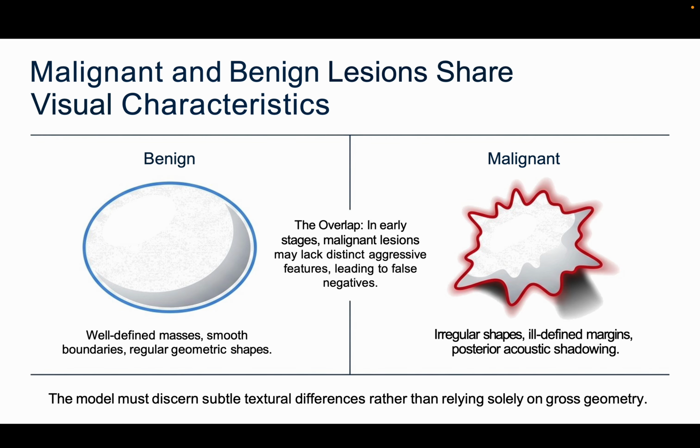Benign and malignant lesions often share similar visual characteristics. Especially in early stages, malignant lesions may not appear aggressive. Therefore, the model must learn subtle texture-based features rather than simple geometric shapes.